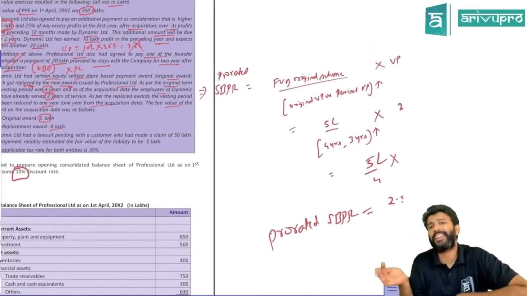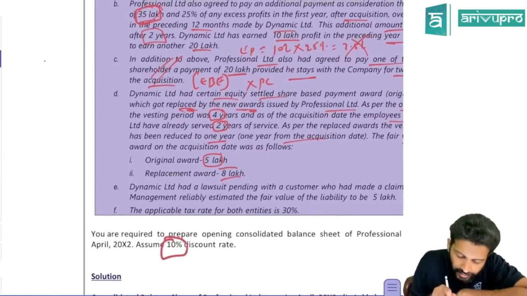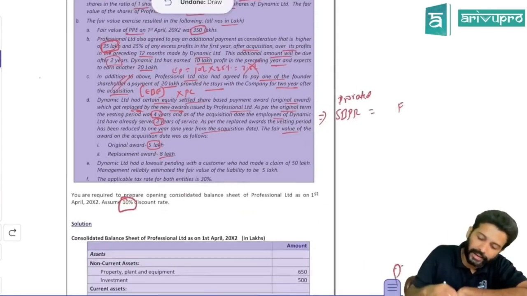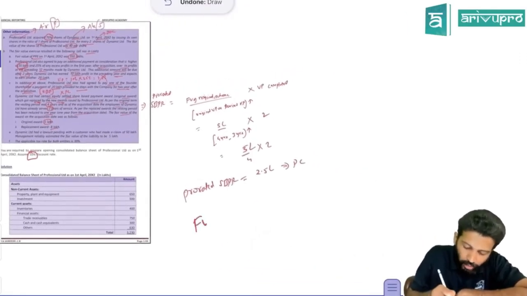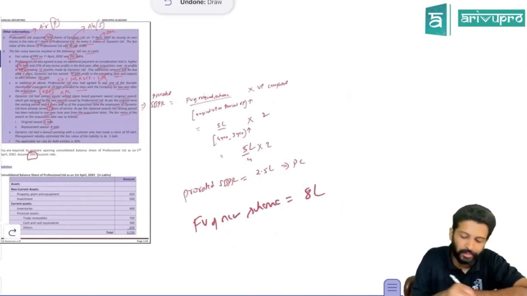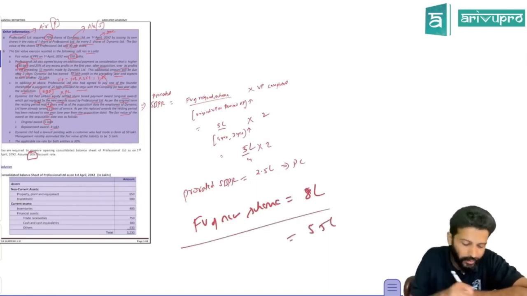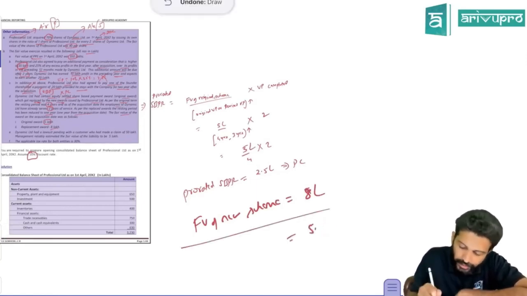Now, the parent replaced it with their scheme. So the fair value of the old scheme is irrelevant for us. What is the fair value of the new scheme which the parent is giving? 8 lakh. So in this 8 lakh, 2.5 lakh rupees you will treat as PC. What is the balance? The balance is 5.5 lakh rupees. The balance 5 lakh 50,000 you will treat as employment benefit expenses.